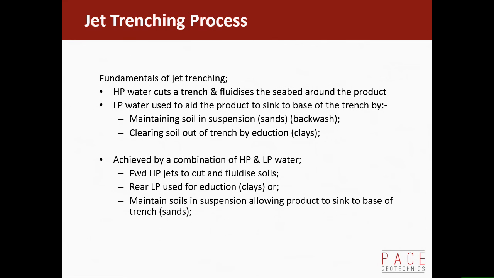The way we jet is to have two sets of nozzles, one for actually cutting and forming the trench, which are the HP nozzles, and then the LP nozzles, low pressure, which keep the material in suspension as the trencher goes forwards, or we might use them to actually remove soil from the trench.